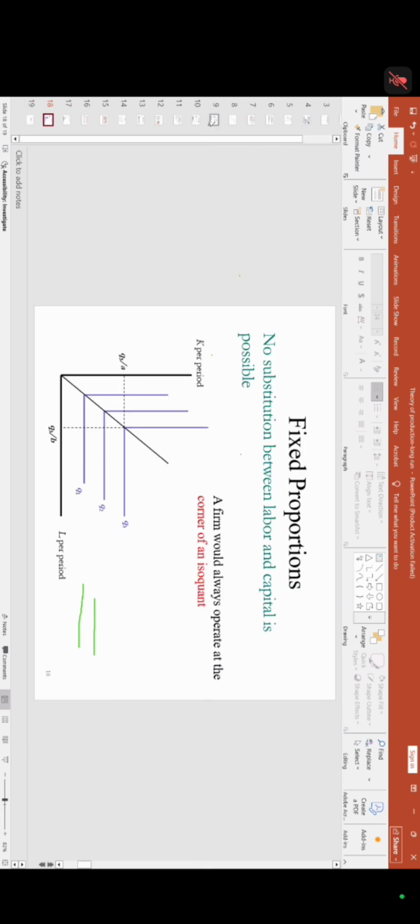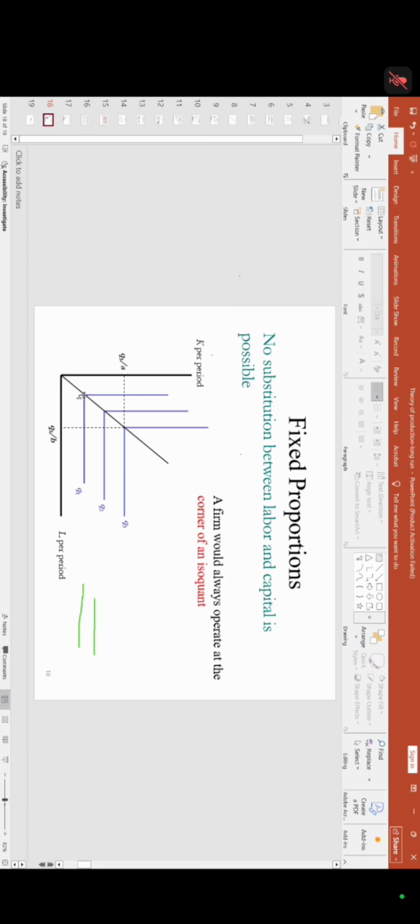All right. So, fixed proportions. In fixed proportions, no substitution between labor and capital is possible. No substitution. What does that mean? You cannot substitute. That means you cannot compromise. So these firms always operate at the corner of the isoquant. They operate at this point.